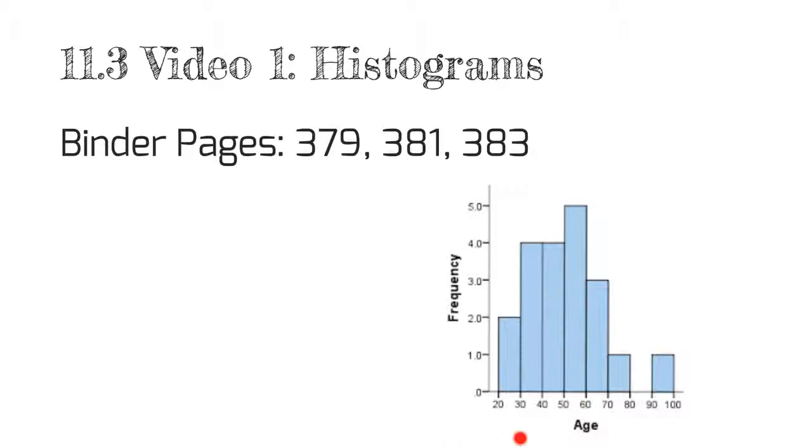On this screen here, you can see an example of a histogram. It kind of looks like a bar graph, but for a histogram, the y-axis is always frequency, which means how many data points. So if you look at this histogram, whoever they were asking, it's all about their ages. So we could see that there's 2 people who are between 20 and 30 years old, 4 between 30 and 40, 4 between 40 and 50, etc. All right, so let's start on page 379.